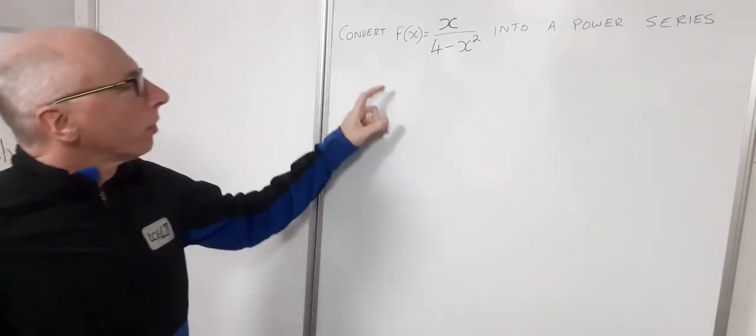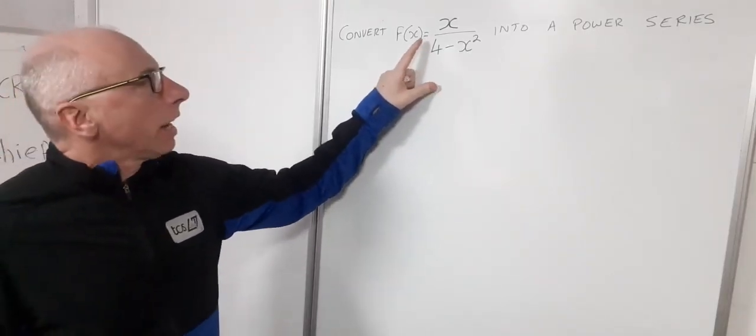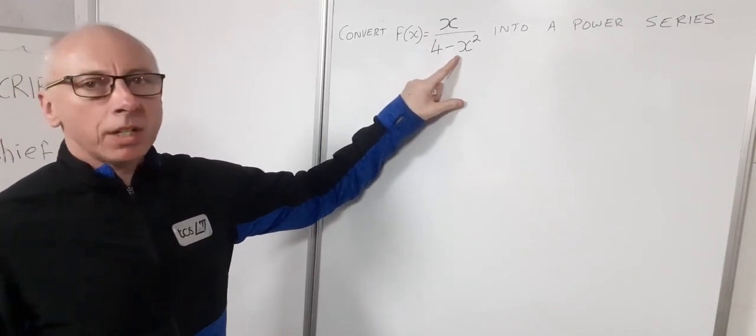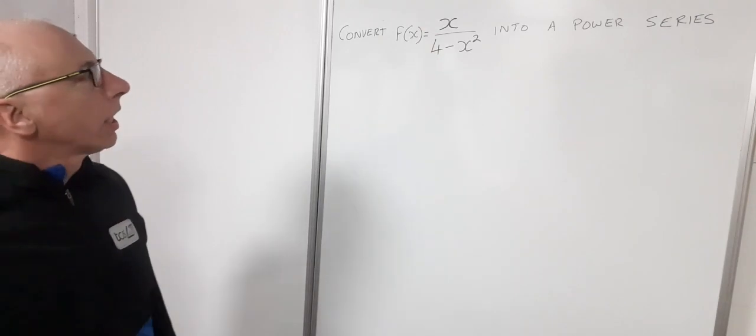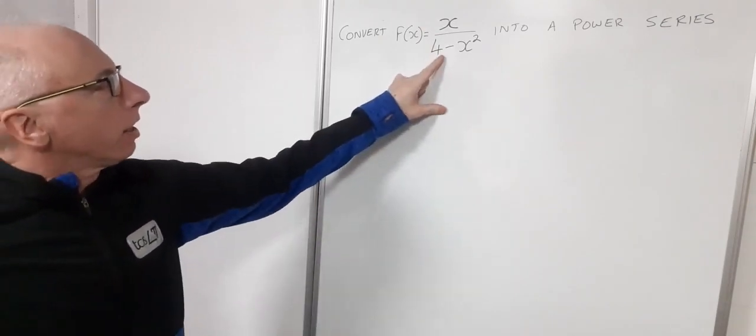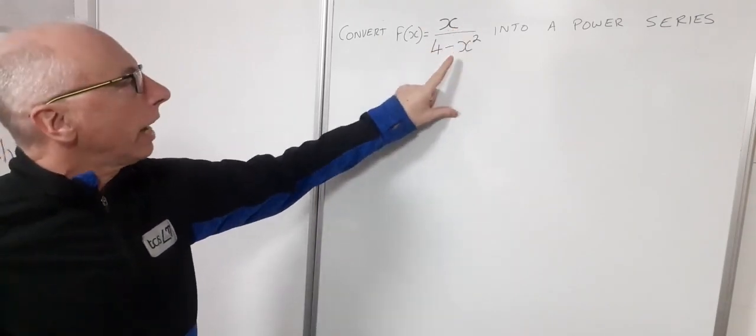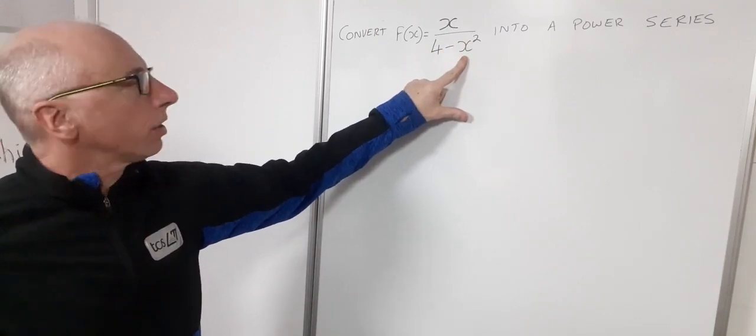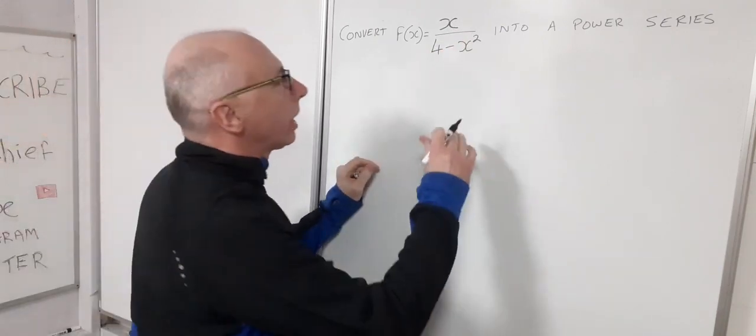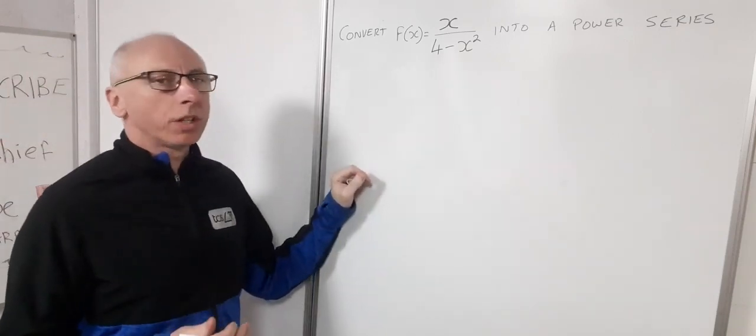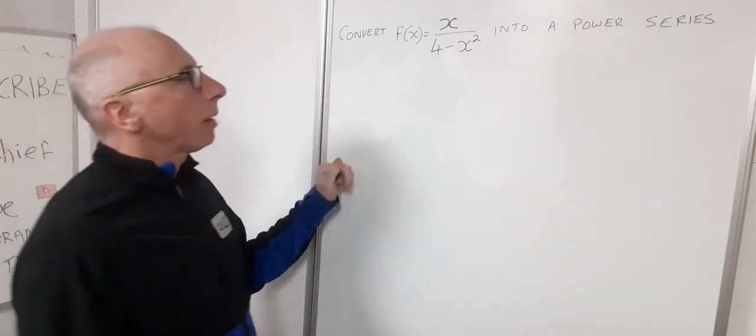So in this video we're going to convert this function here, x divided by 4 minus x squared, into a power series. Now, x in our numerator and 4 minus x squared in our denominator. Now this looks like a common power series that we know and that we quite often use when we're trying to convert these functions into power series.